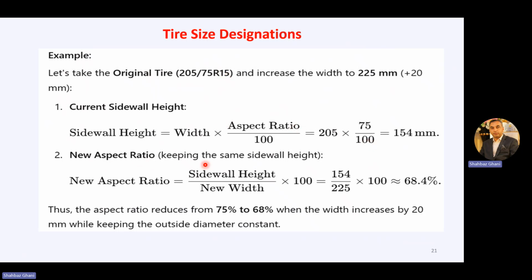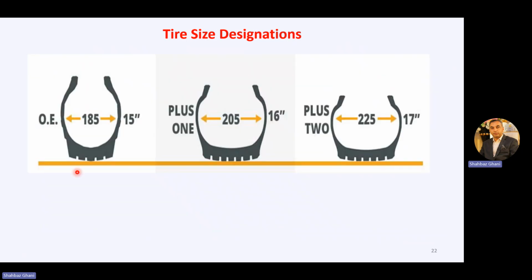Now the new aspect ratio keeping the same side wall height. So new aspect ratio is same side wall height divided by new width into 100. So 154 divided by 225 into 100 is approximately equal to 68.4%. So thus the aspect ratio reduces from 75 to 68% when the width increases by 20 mm while keeping the outside diameter constant. So this is how the dimensions change when we are calculating from the original to plus 1 and plus 2. So same here.